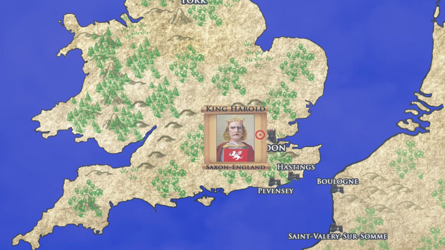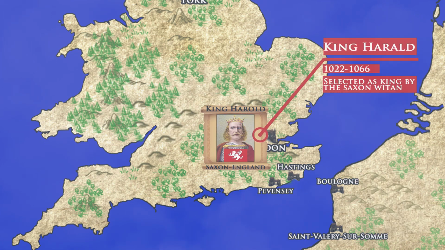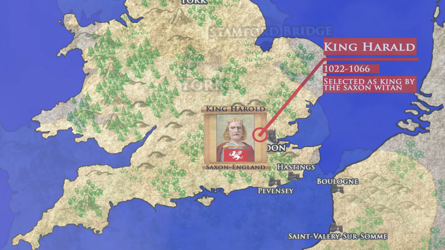Lastly, we have Harold Godwinson. It's unclear if Edward selected him on his deathbed. However, what is clear is that the Witan assembly, which convened the day after Edward's death, did select him as king, and he was crowned as such.